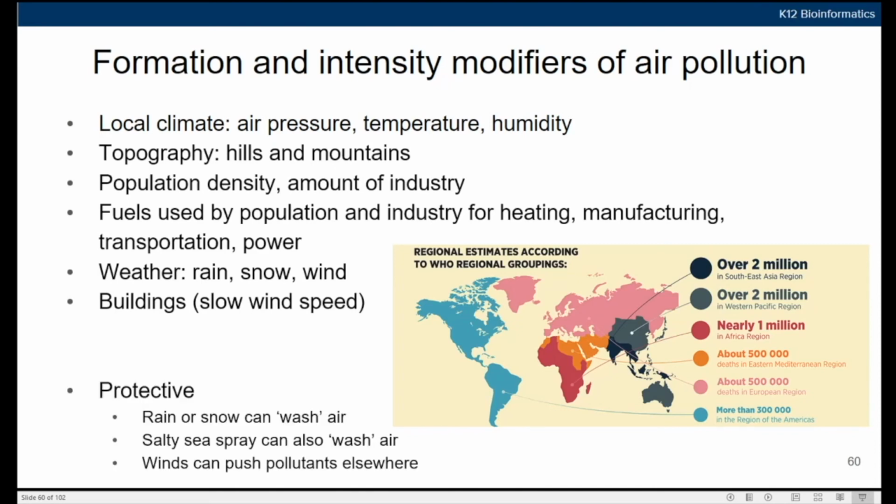So some of these items can serve to be protective against air pollution. For example, rain or snow can in a sense wash the air, as can salty sea spray on a coast. And winds can push pollutants elsewhere, making it someone else's problem, unfortunately.